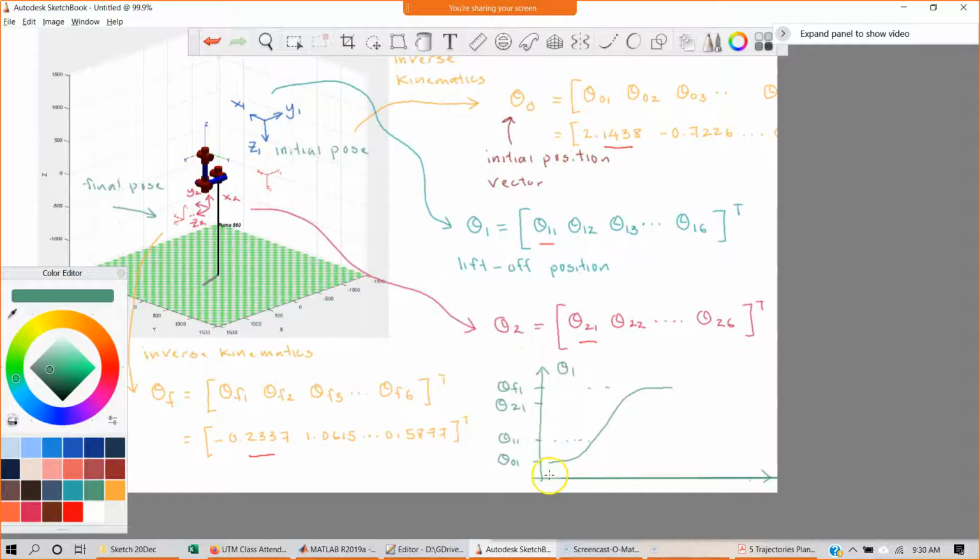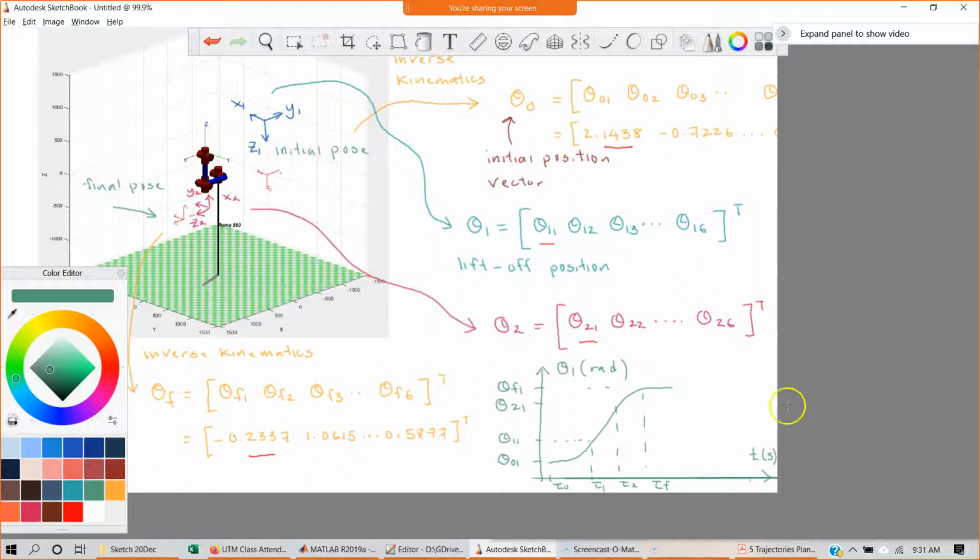And we have to make sure it obeys, of course, the time constraint, right? This should be tau 0, this is tau 1, and here should be tau 2, and this should be tau f, and this is the time in seconds. This is in radians.